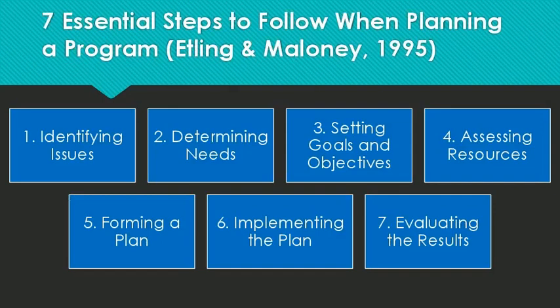So speaking of other models, one that I like to refer to that breaks it down a little bit more is one from Etling and Maloney, and they break it down as 7 essential steps to follow when planning a program. And so specifically, they look at identifying issues, determining needs, setting goals and objectives, assessing resources, forming a plan, implementing the plan, and evaluating the results. And so we'll talk about each of these in more detail.